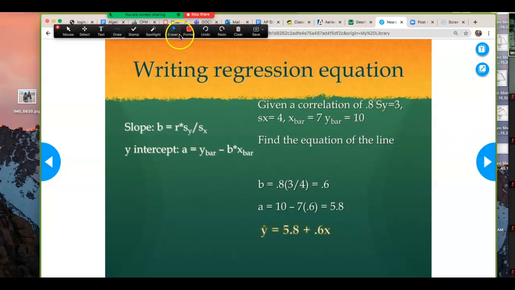So given a correlation of 0.8, standard deviation of y is 3, standard deviation of x is 4, x bar is 7, y bar is 10. Given those things, we can write the equation of the line. Now, if you're following along in the textbook, this is page 172 and 173. How to write a regression equation. It's going to feel like we're going to jump through a lot of stuff, and then I'll bring it all together at the end. But this is finding the regression equation.